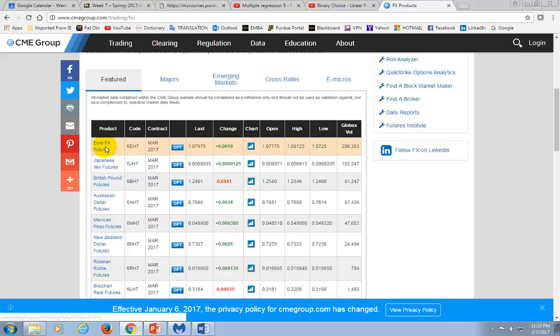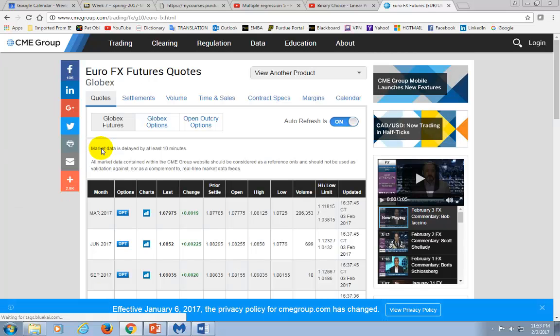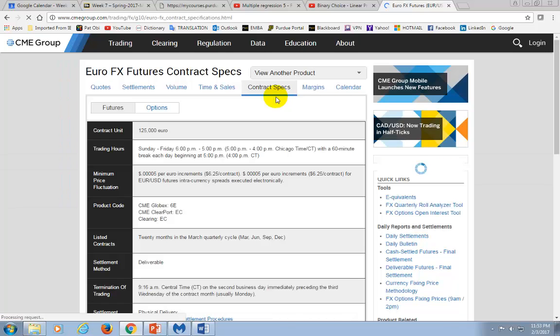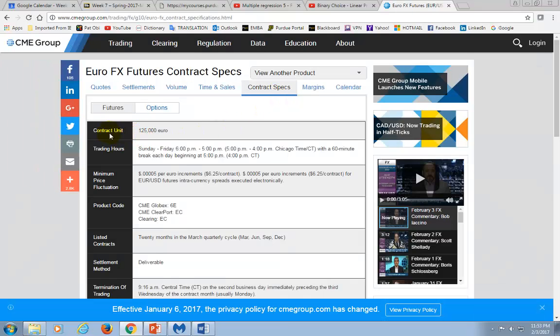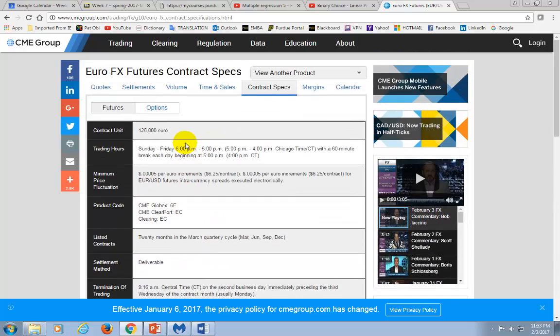So let's say we choose to look at the Euro futures contract. So you click on it. When you click on it, you could also beforehand go to contract specs. When you go to contract specs, you're going to see, for example, the contract units, which is the same thing as contract size, is 125,000 euros. And then you see a bunch of other important stuff about this particular contract.